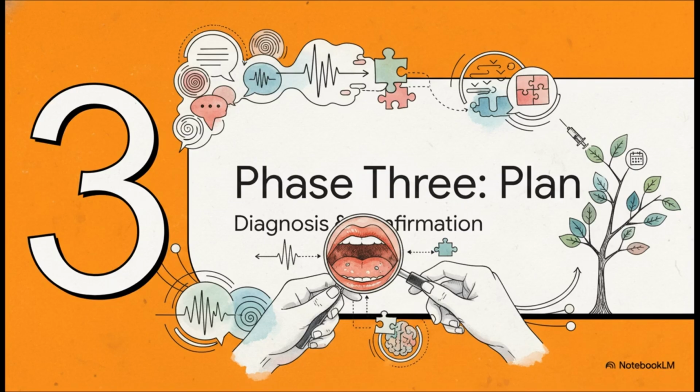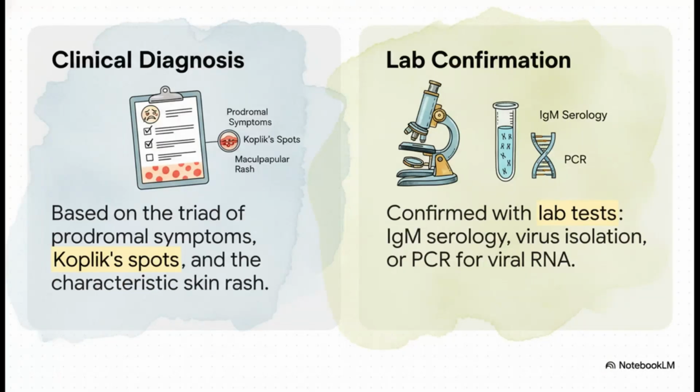Okay. So this brings us to the last piece of our puzzle, phase 3, the plan. You've listened, you've looked, and you've found these incredibly specific signs. So, now what? What's the next move? This is all about putting the pieces together and figuring out the best course of action for your patient. Most of the time, the diagnosis is going to be purely clinical, especially if you have a patient who isn't vaccinated and they've got that classic trifecta: the flu-like symptoms, the Koplik spots, and then the skin rash.